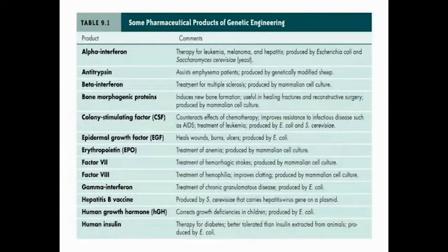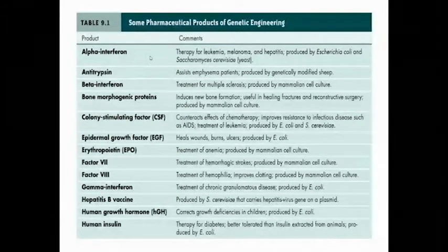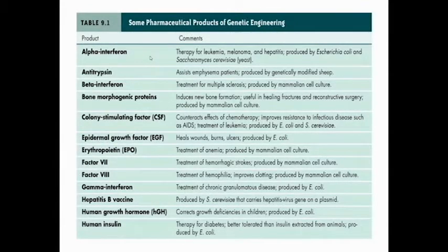So here is an example of some pharmaceutical products of genetic engineering. It can be alpha interferon, right? It's a therapy for leukemia, all right? They are produced by E. coli and Saccharomyces cerevisiae, all right?